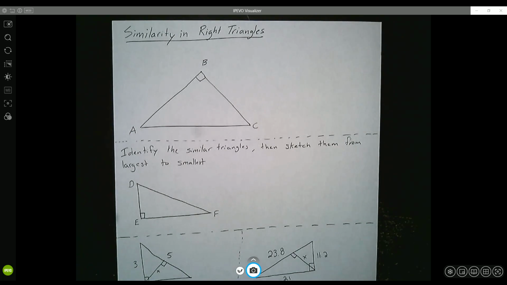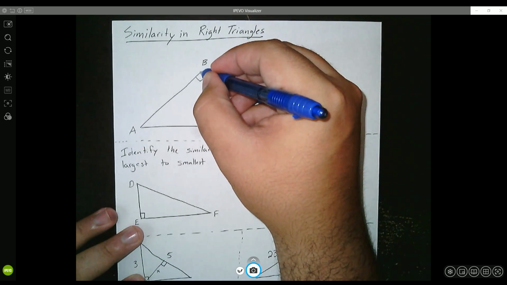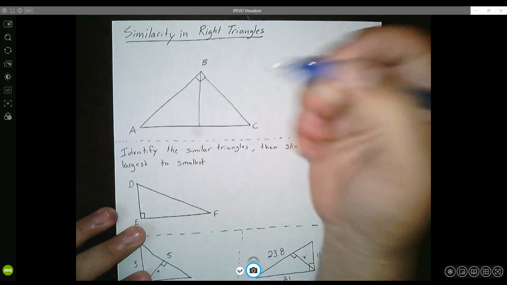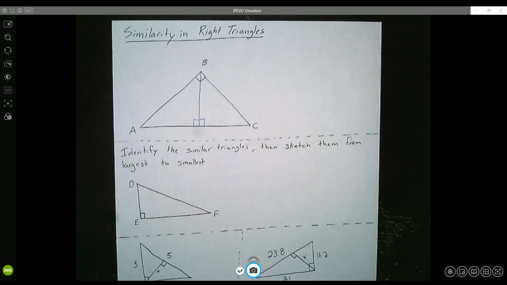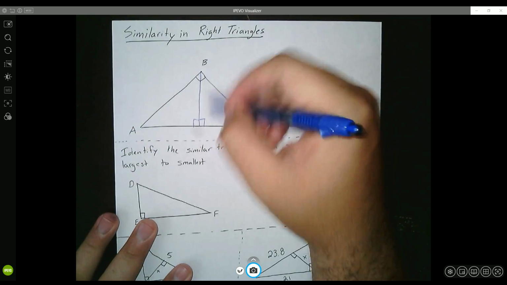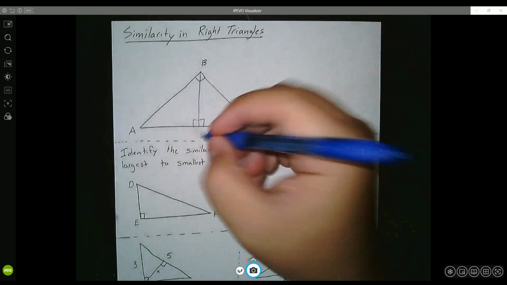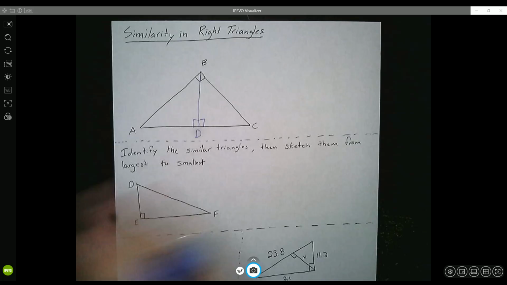So what that essentially means is if I draw the altitude, which is from a point all the way down to the hypotenuse, this is the altitude because it makes a 90 degree angle on both sides. Okay, so it breaks that right there. Since the altitude is drawn down, it creates similar triangles. We're going to name this point D right here. So what that means is I can describe this triangle in two different ways now.